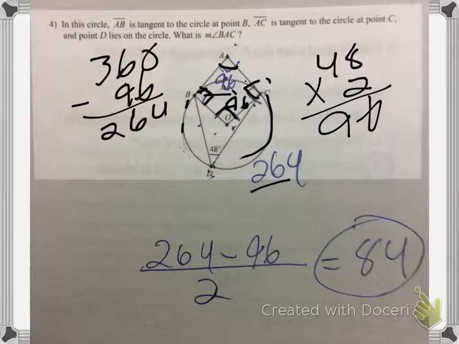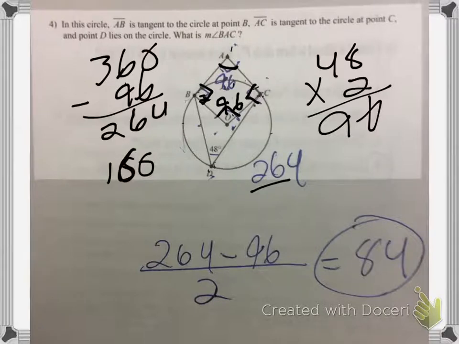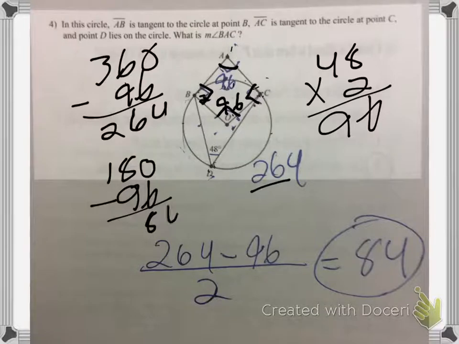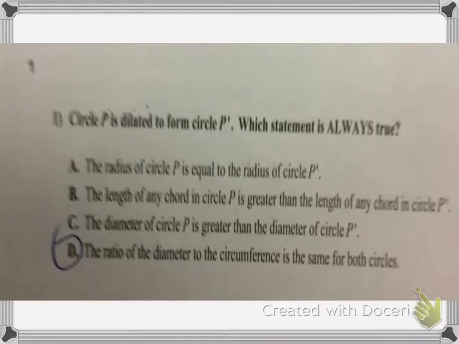Now, there's another way we can think about this. So we know these two make 90. That means that these two make 180, because 90 plus 90 is 180. I know that this is 96. All I gotta do is say 180 minus 96 gives me 84. So there's two ways you can look at it.